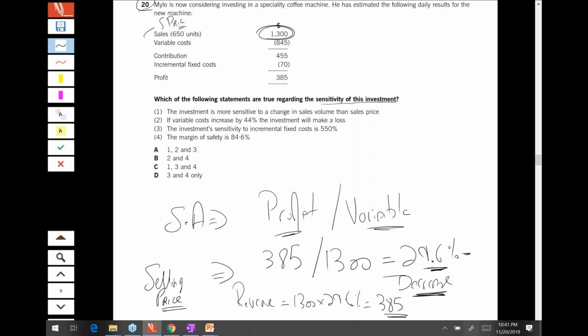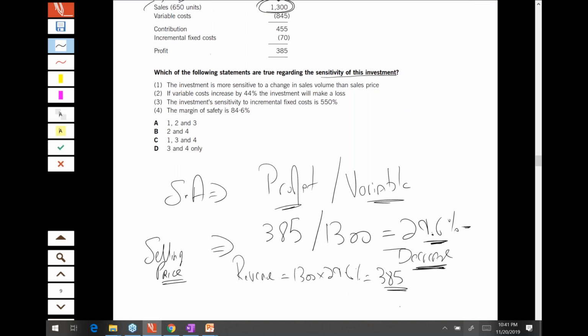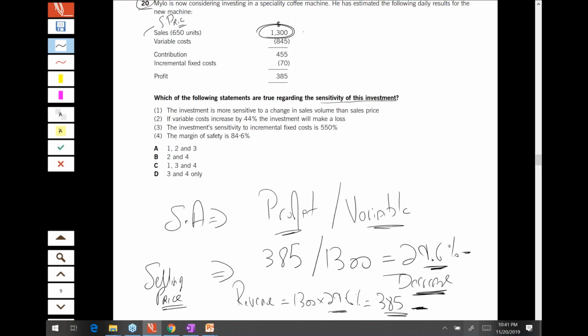So if your revenue goes down by 29.6%, this means it reduces by 385. If all others remain constant, which is the assumption of sensitivity, and revenue goes down by 385 of 1300, then your profit will also go down by 385 and will come to zero.